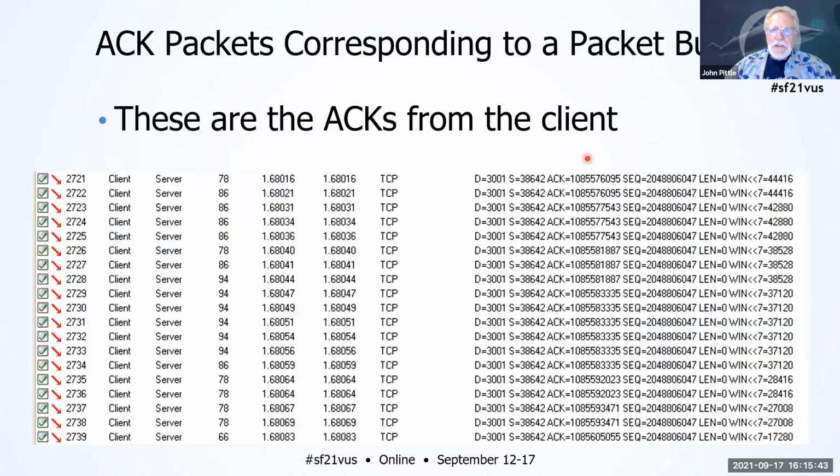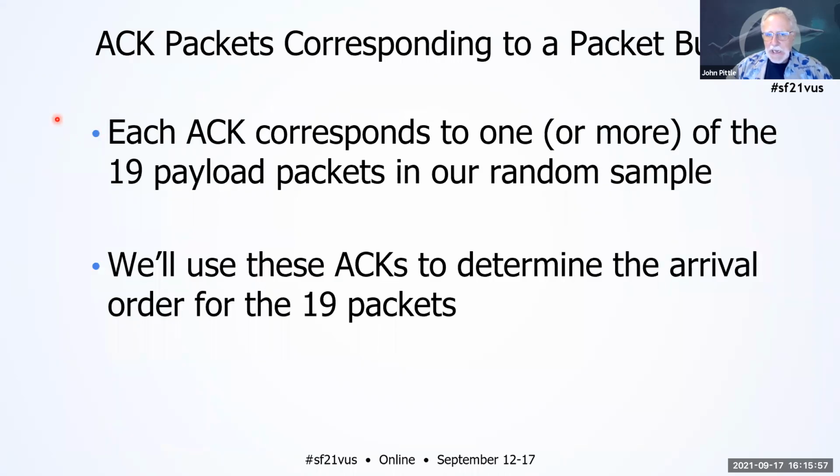So we're going to be focusing on, well, actually, first, before we look at the payload, I just wanted to look at the ACKs together with you. So these are the ACKs coming from the client. And there's a couple of things that we want to look at together. The ACKs correspond to one or more of the payload packets in our random sample, as you would expect. And we're going to use these ACKs to determine the arrival order for the 19 packets, just like the sender would. We're kind of pretending to be the sender and being informed by the receiver of the arrivals.